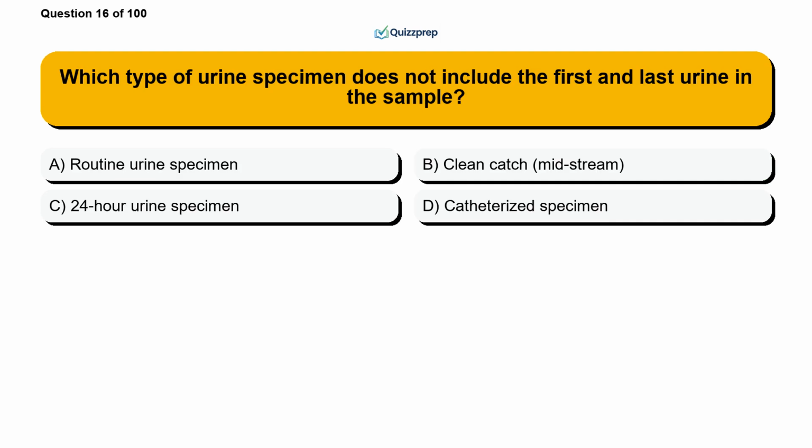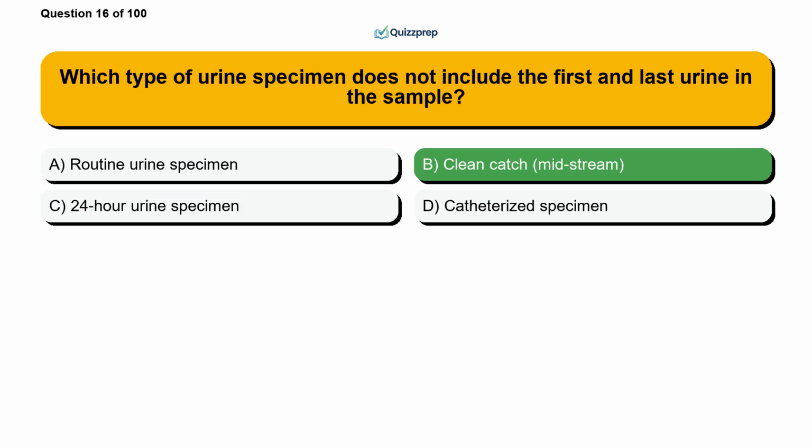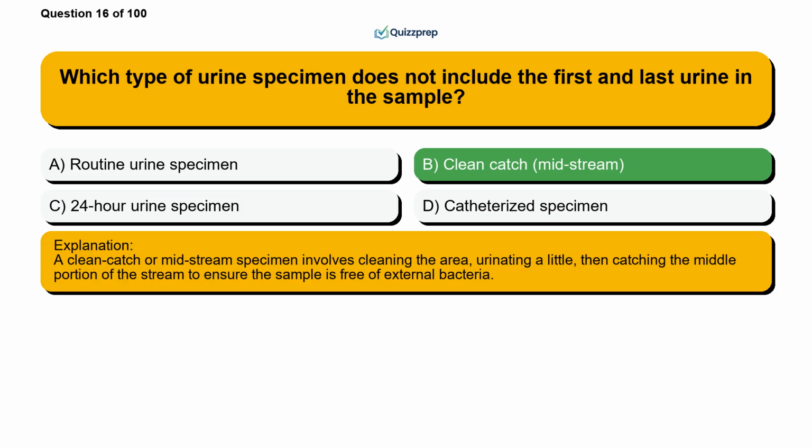Question 16. Which type of urine specimen does not include the first and last urine in the sample? Option A, routine urine specimen. Option B, clean catch, midstream. Option C, 24-hour urine specimen. Option D, catheterized specimen. The correct answer is option B, clean catch, midstream. A clean catch or midstream specimen involves cleaning the area, urinating a little, then catching the middle portion of the stream to ensure the sample is free of external bacteria.